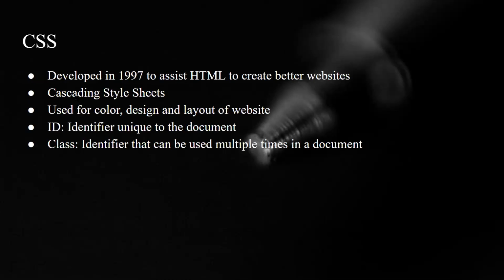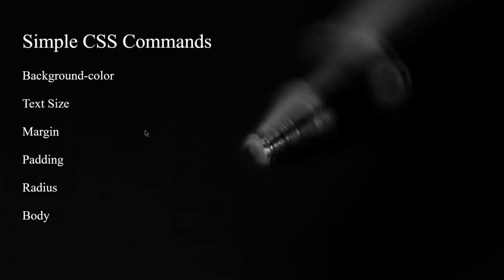CSS basically stands for cascading style sheets, and it's a styling language. HTML is a markup language, and CSS is a styling language, and it's used for color, design, and layout of a website. So there's two syntax aspects of CSS: ID identifier and class identifier. And you'll learn more about them as we use them more and more. They can be kind of confusing to remember. So once you start using them, you'll get the hang of it.